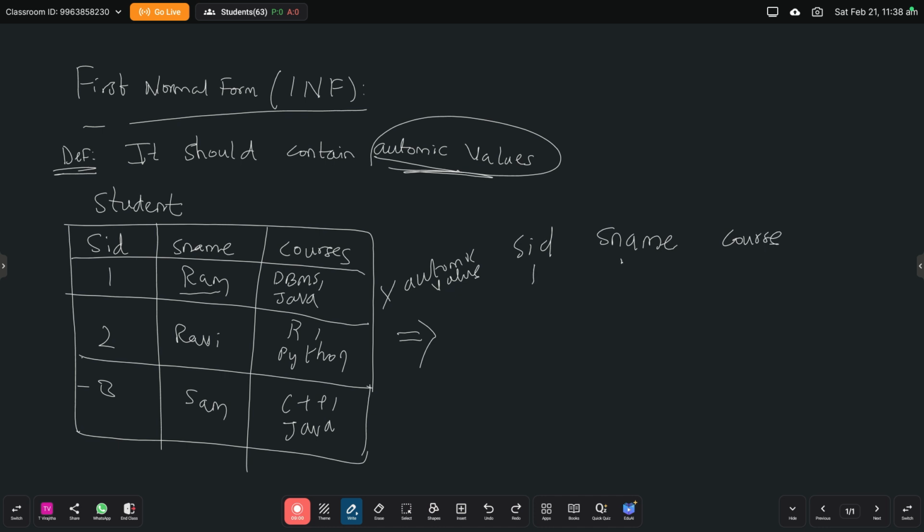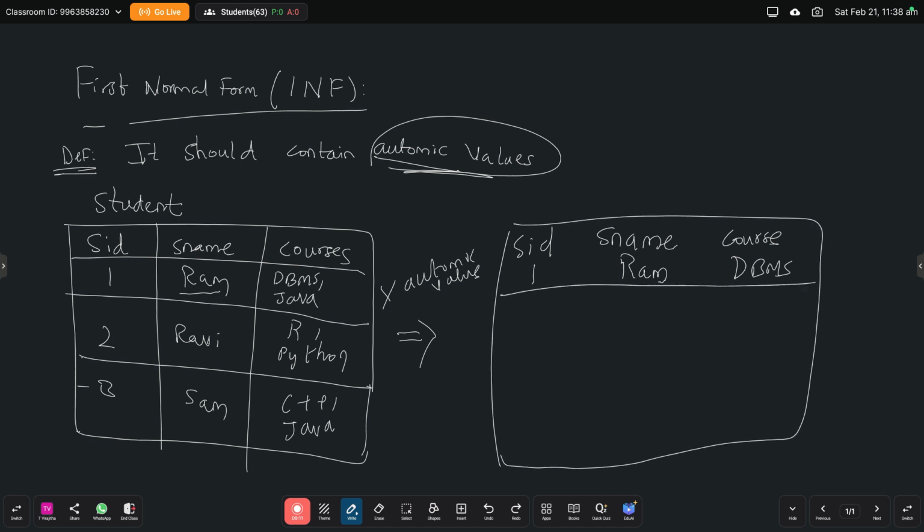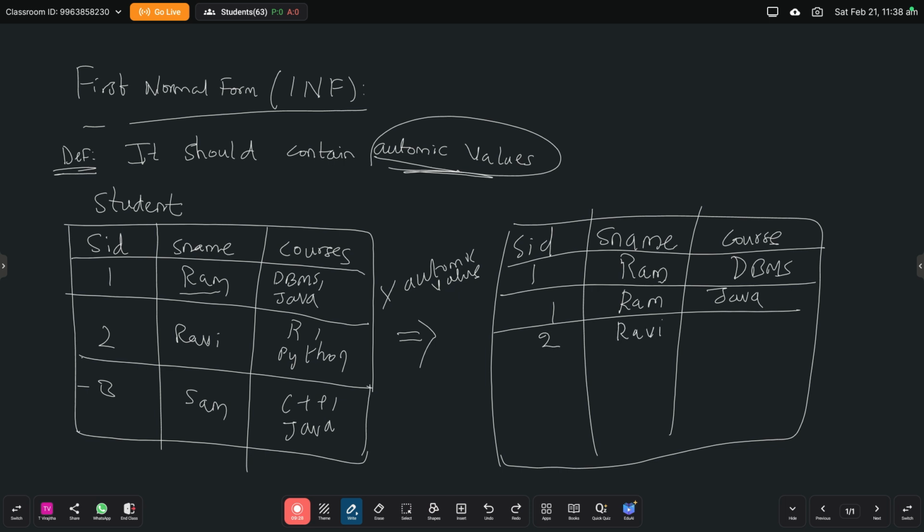So we decompose this table to get atomic values. SID 1, Ram, DBMS. Next, SID 1, Ram, Java. Next, SID 2, Ravi, R. And next again SID 2, Ravi, Python. Similarly for 3.